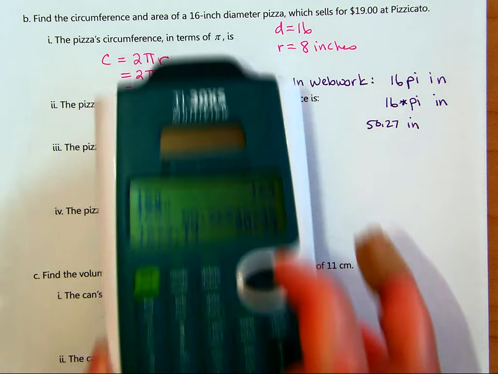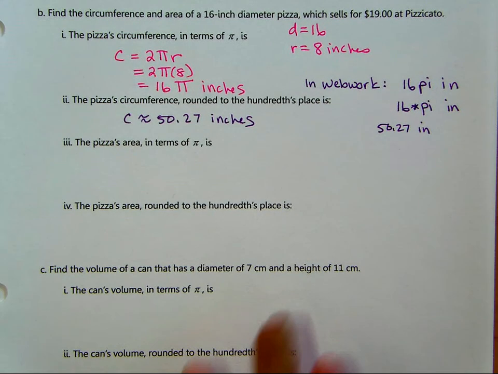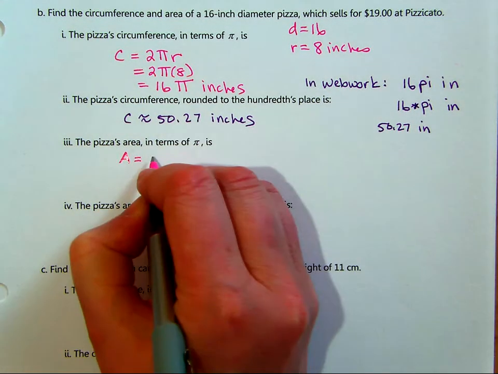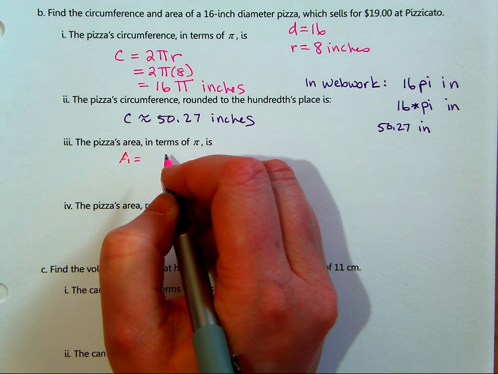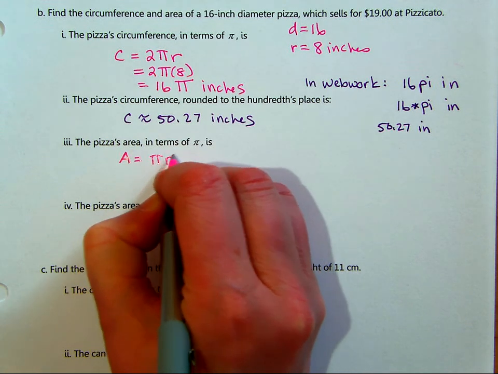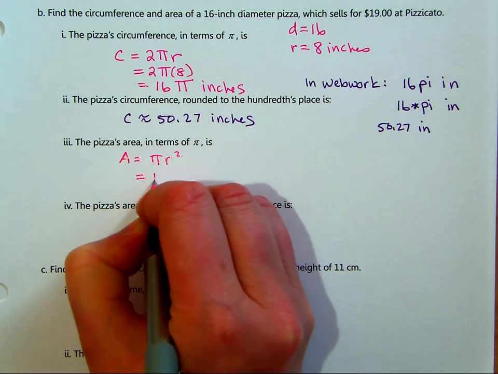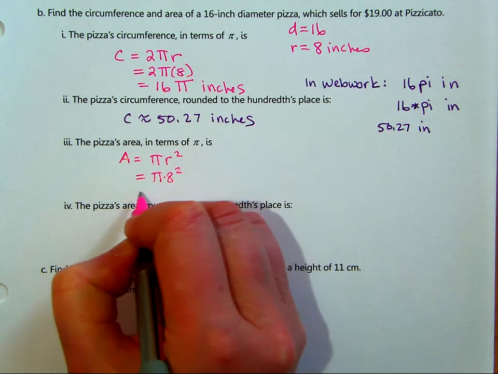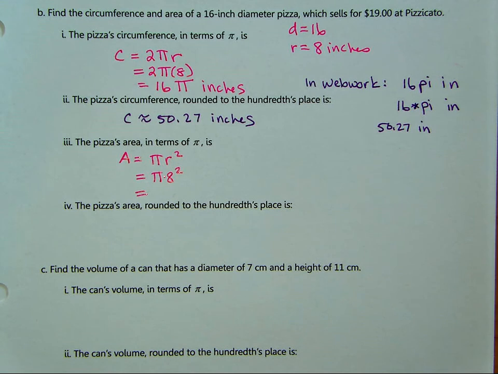Okay, let's do the same thing with area. The pizza's area in terms of pi. Area is what? What's the formula? Pi r squared. So pi times our r, which is 8, squared. I could do parentheses or a dot. So in terms of pi, we're going to go ahead and square the 8. 64? Yeah, and leave the pi. So 64 pi.